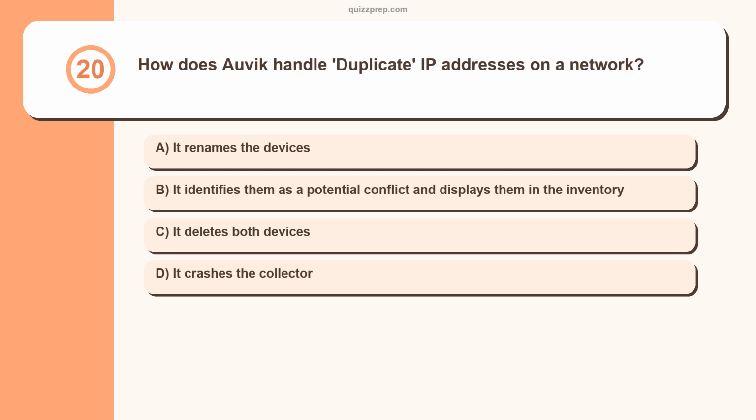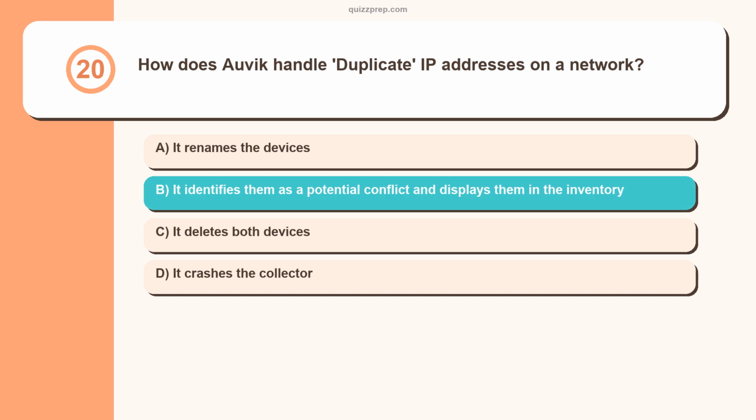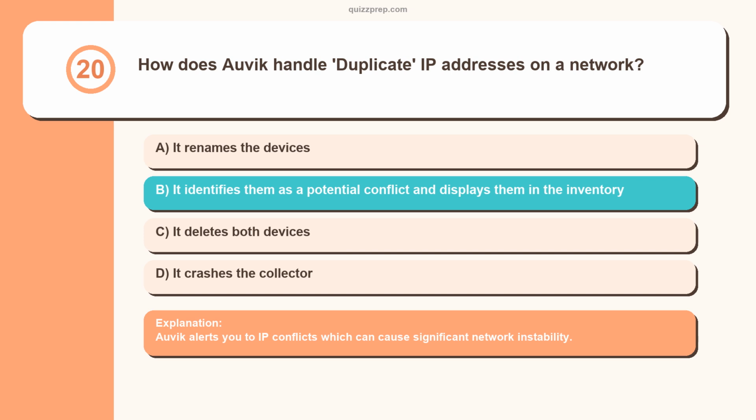Question 20. How does Auvik handle duplicate IP addresses on a network? It renames the devices. It identifies them as a potential conflict and displays them in the inventory. It deletes both devices. It crashes the collector. Auvik alerts you to IP conflicts, which can cause significant network instability.